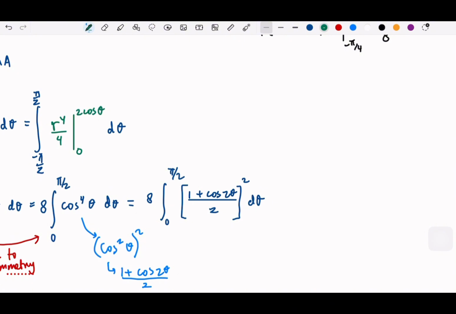And I think we can take out 1 over 2. So 1 over 2 squared, we can take out, will be 1 over 4. So 1 over 4, and 8 becomes 2. And this will be 1 plus 2 cosine 2 theta plus cosine squared 2 theta.